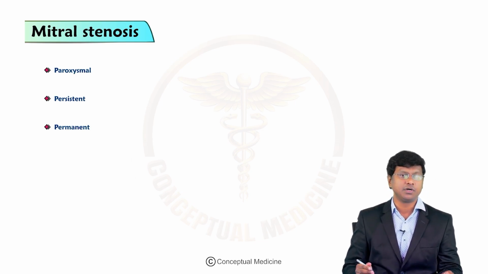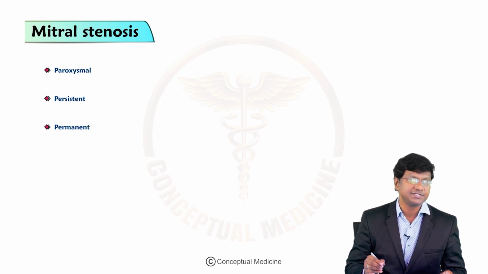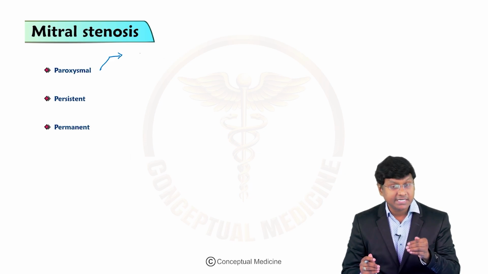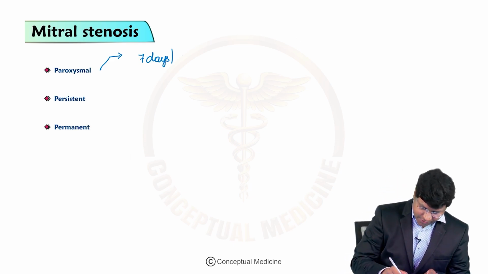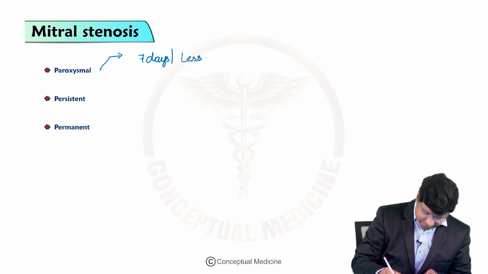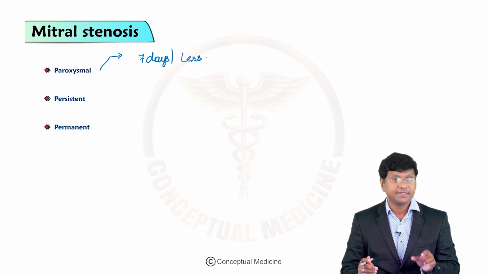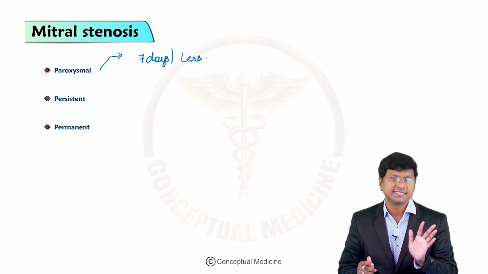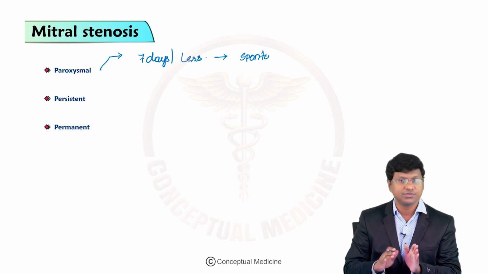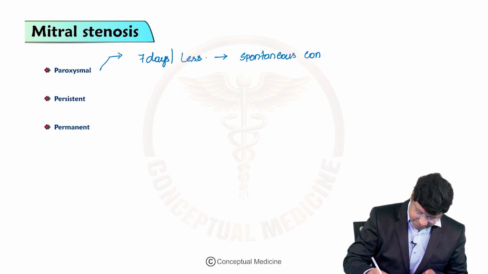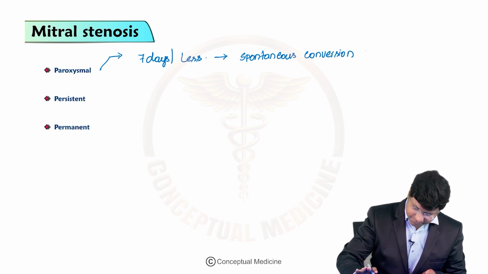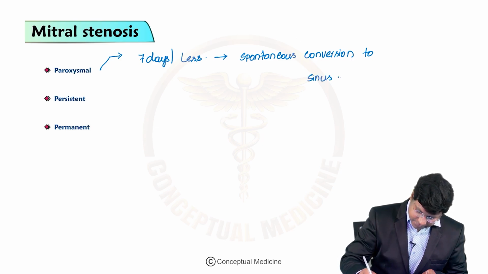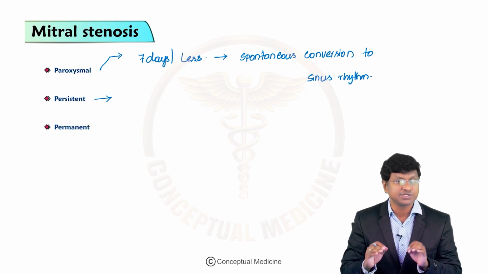We have another form called paroxysmal atrial fibrillation. Paroxysmal atrial fibrillation typically lasts 7 days or less, and there is spontaneous conversion to sinus rhythm. That is paroxysmal atrial fibrillation.